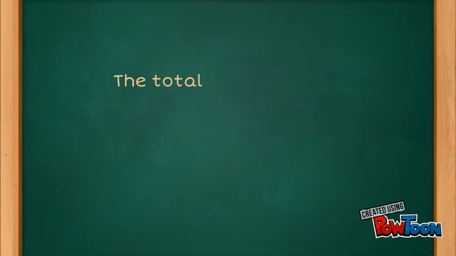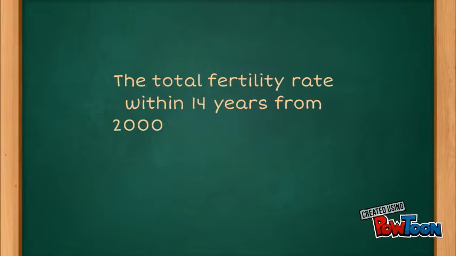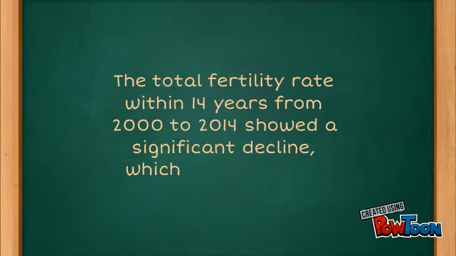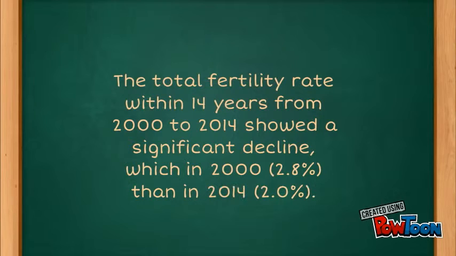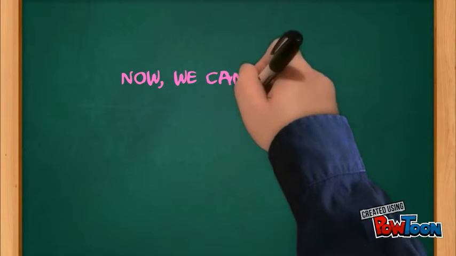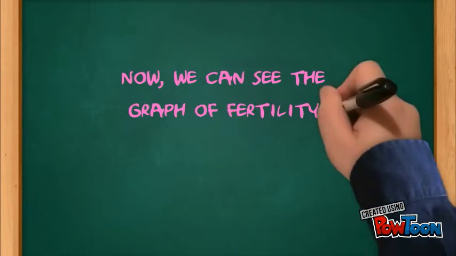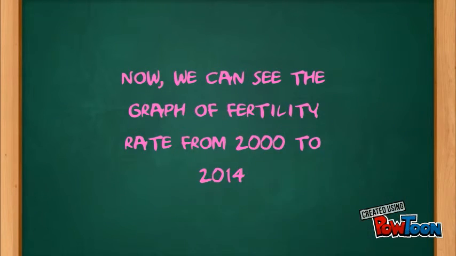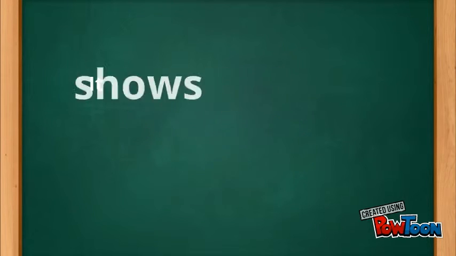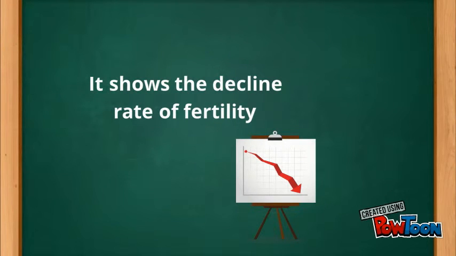The total fertility rate within 14 years from 2000 to 2014 shows a significant decline, which is 2.8% in 2000, then 2.0% in 2014. Now we can see the graph of fertility rate from 2000 until 2014. It shows the declining rate of fertility.